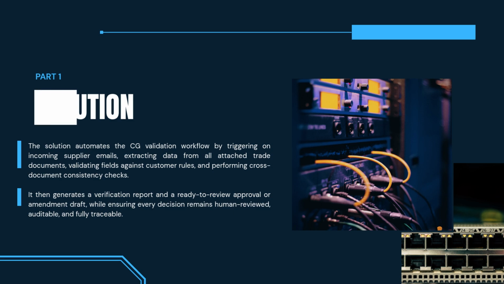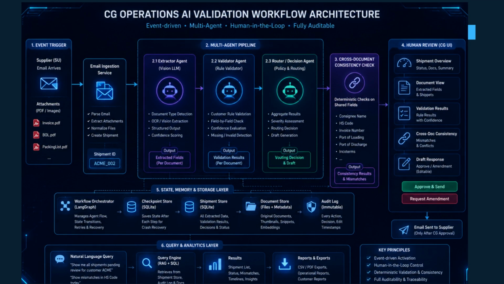Incoming supplier emails trigger a multi-agent pipeline consisting of extractor, validator, and router, and a cross-validation of the agents. All the decisions are auditable, and every response requires human approval before sending. The result is faster shipment clearance, fewer amendment cycles, and complete human control over the critical decisions.